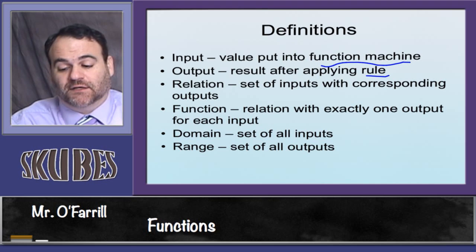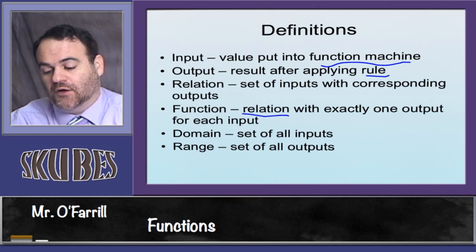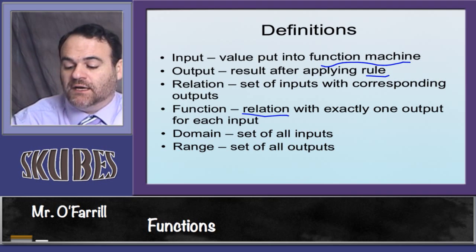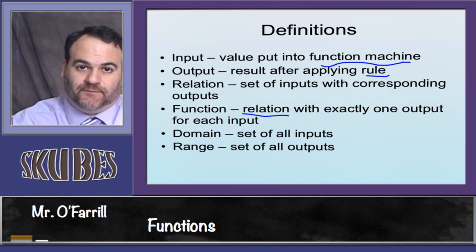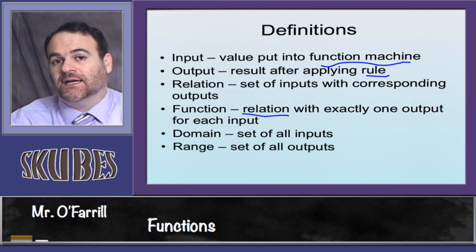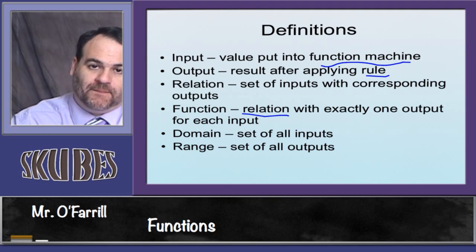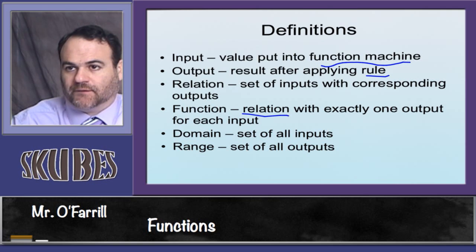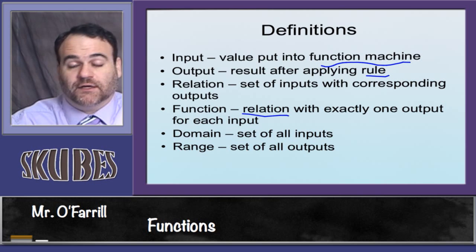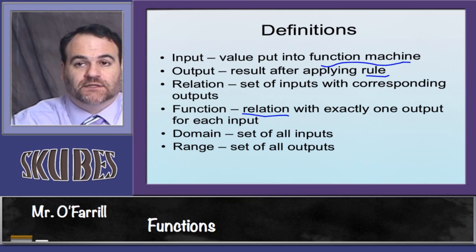Now, a function is a special type of relation. Okay, it's still a relation, with exactly one output for each input. I'll say that again. There's exactly one output for each input. All right, and that's what we're going to be spending most of our time today discussing. All right, domain is the set of all inputs, and range is the set of all outputs.